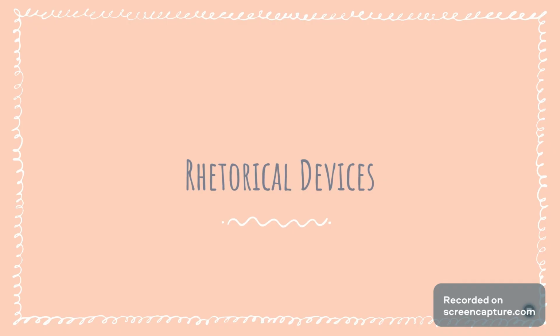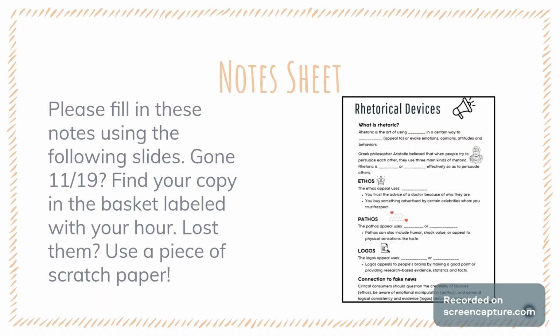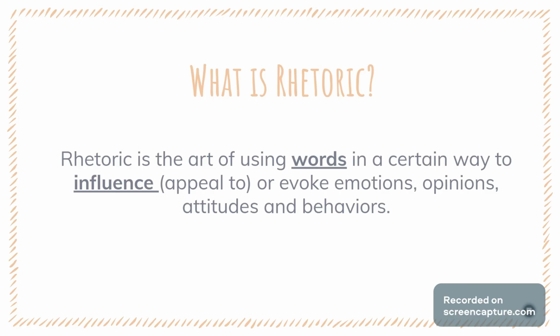This will explain the work for you to do while I'm out November 20th. If you were gone yesterday, we received these notes that have rhetorical devices at the top in the little images. We glued them into our notebook. If you were gone November 19th, you'll find your copy with your name on it. It is in the basket labeled with your hour. If you have lost this page, you'll have to use a piece of scratch paper. So you'll have a little bit more writing to do, but you'll at least still have the notes.